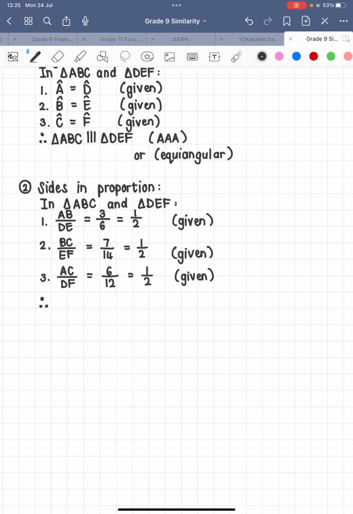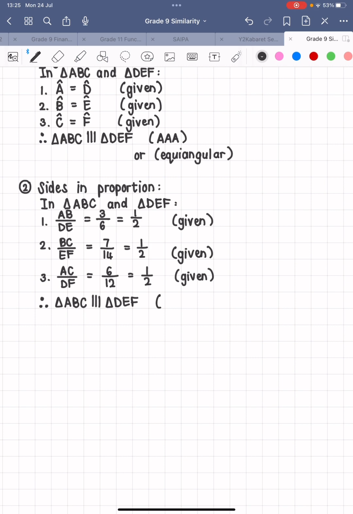Okay, so now we can see that the 3 pairs of sides are all in the same proportion, where the top side is a half the length of the bottom side. Right, does that make sense? AB is half the length of DE. AC at the bottom is half the length of DF, and BC is half the length of EF. All right, so the smaller triangle is half the size of the bigger one. Okay, so now we're going to say, therefore, triangle ABC is similar to triangle DEF.